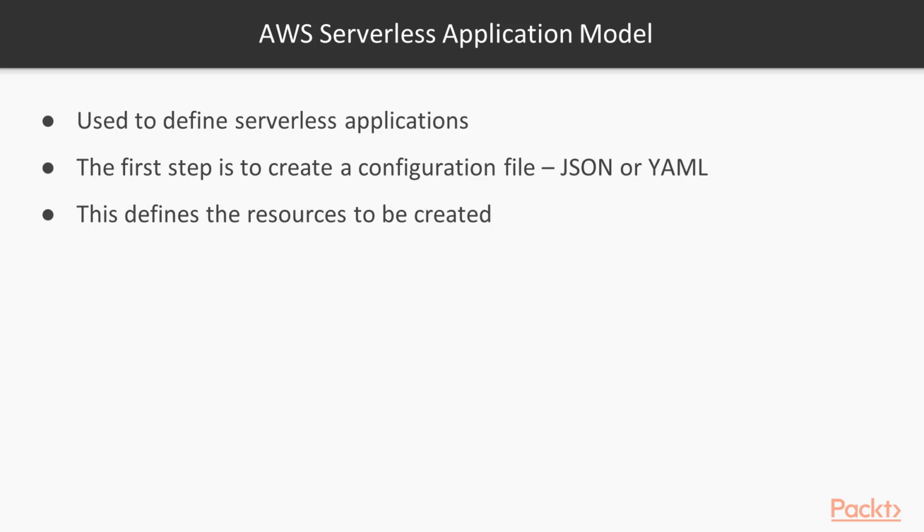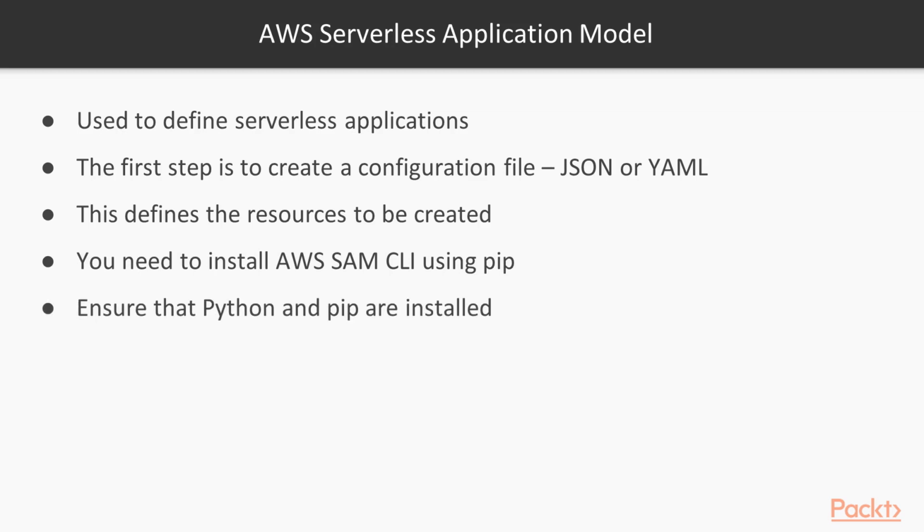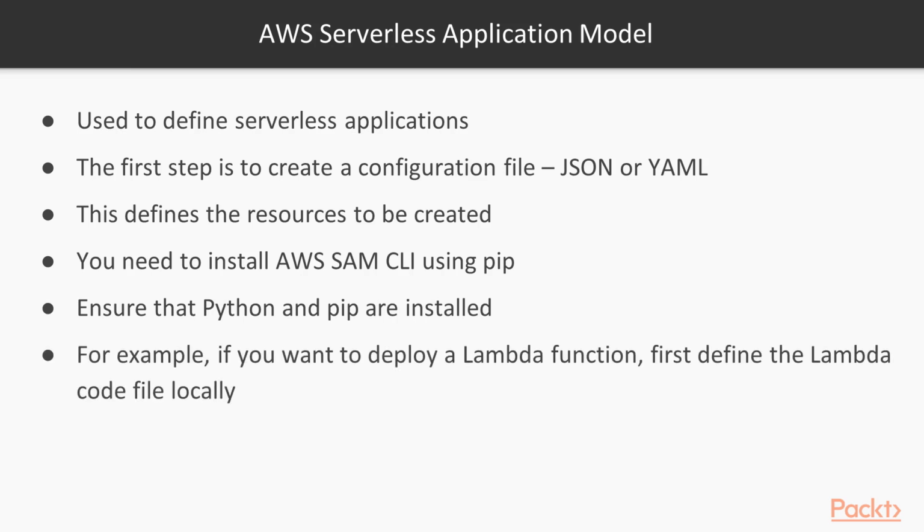Now, in order to use the serverless application model CLI, or the command line interface, you have to install the command line interface using pip. You have to ensure that both Python and pip tools are installed on your local machines. Now let's say you want to deploy a Lambda function. We're actually going to see an example of this in the next video.